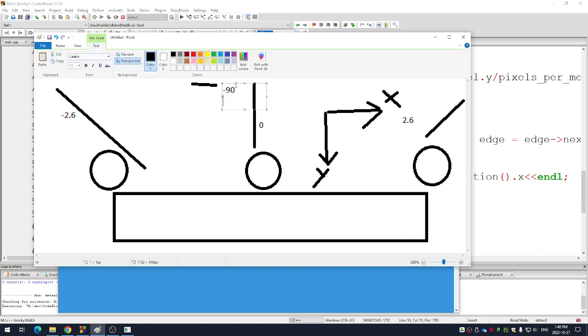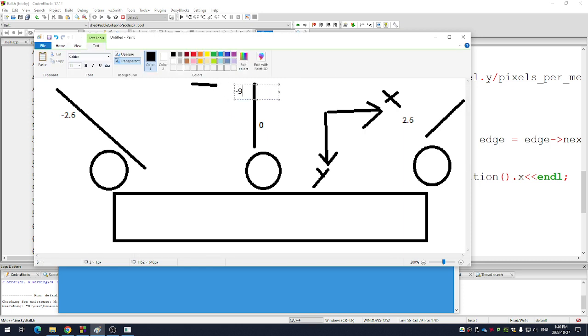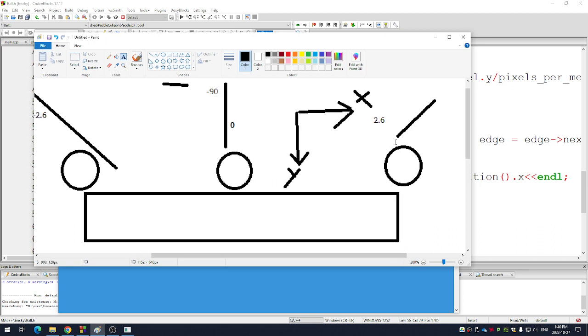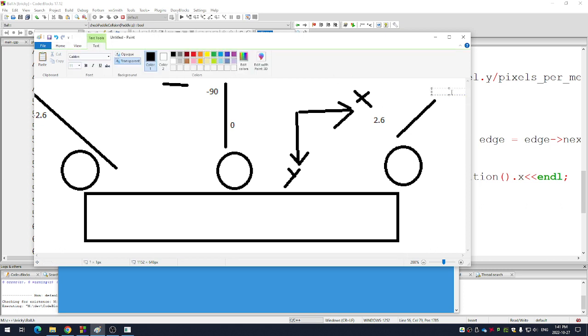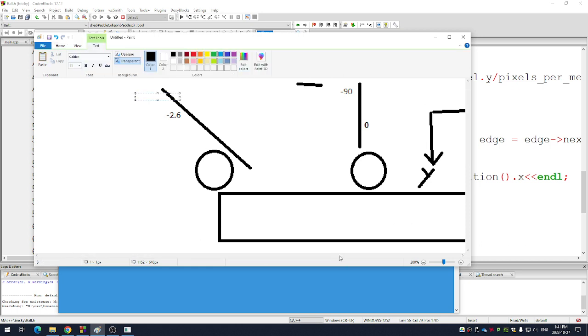Sorry, minus 90 degrees that way. Oops. I really am not a paint expert, that's for sure. That's minus 90. This is like minus 45, or maybe even something steeper than that. Let's say we want this to be minus 25 degrees. And we want this one to be, I guess, plus. Wait a minute, what will that one be?